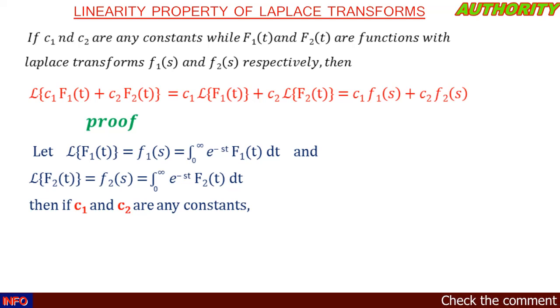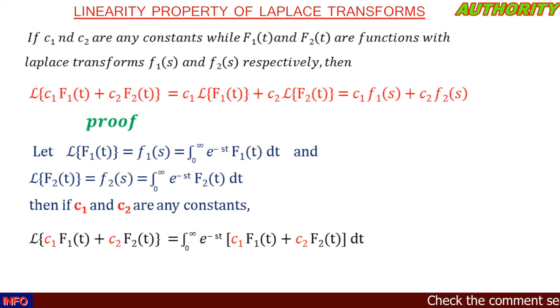Now, let's introduce the constants. Introducing the constants, we are going to have the Laplace transform of c1 f1 of t plus c2 f2 of t. Do you get this? Now, it's still the same thing as saying the integral from 0 to infinity e raised to the power of minus st, open brackets, in place of f of t, we replace this function inside the bracket, c1 f1 of t plus c2 f2 of t. You get, right? Now we say dt.